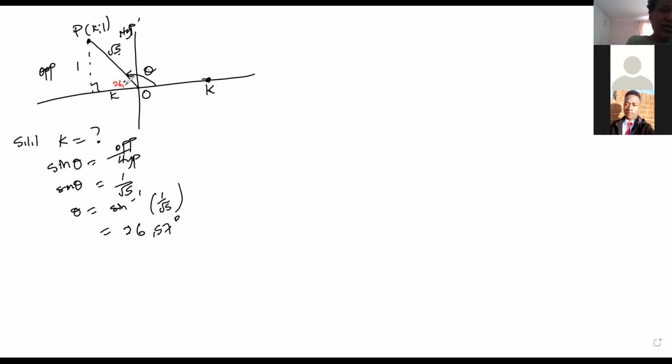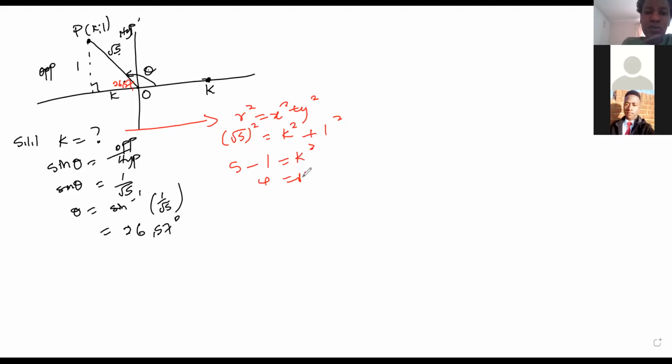This is 26.57. Okay, then that is theta. What were we looking for? The value of K. So for us to get K, you just use the Pythagoras. So R squared is X squared plus Y squared. Our R is root 5, our X is K, our Y is 1. So that means 5 minus 1 is K squared, which is 4. Then we square root that. That means our K is plus or minus 2. But you see our K is on the negative side of the X. So that means K is negative 2.